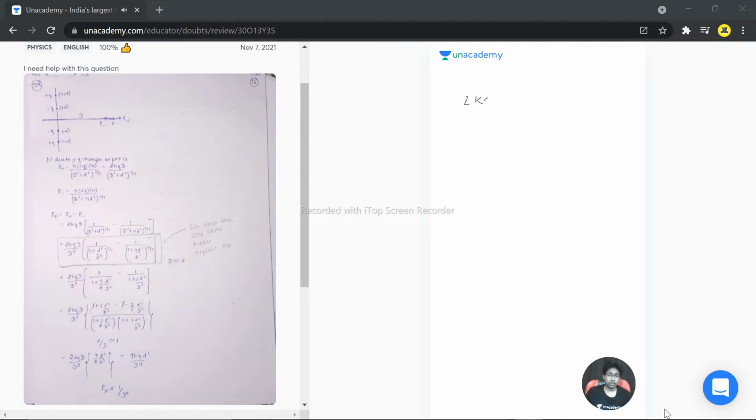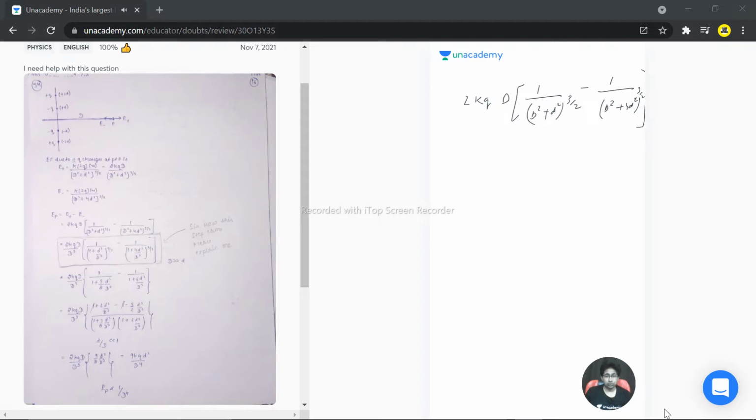2kqD, 2kq capital D, and in bracket we have 1 upon d square plus small d square raised to the power 3 by 2, minus 1 upon D square plus 4 small d square, that is, 1 upon (D square plus 4d square) raised to the power 3 by 2. That is the step we have.